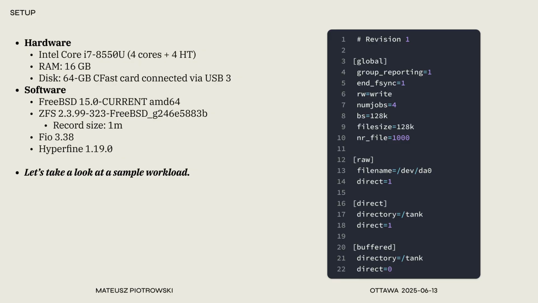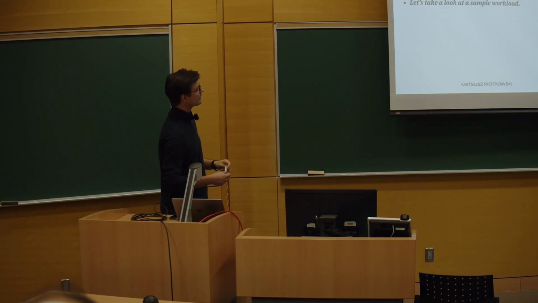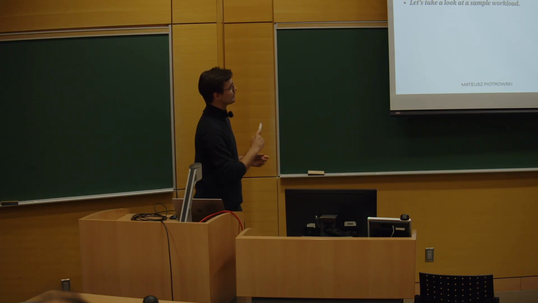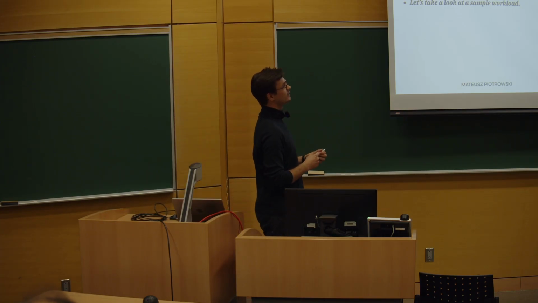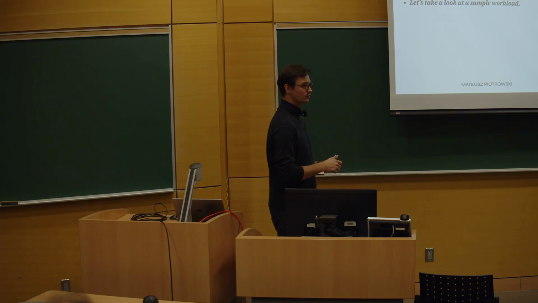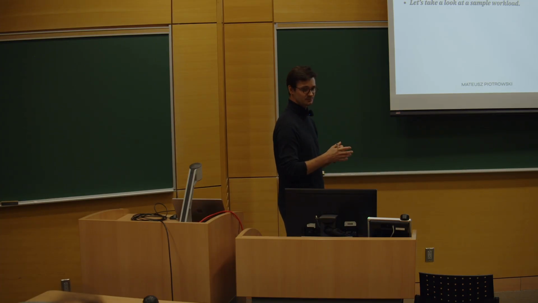For the software, I was running FreeBSD 15. ZFS is 2.3 something. The important part is that direct I/O is already implemented in this version. The record size of the pool was 1 megabyte. And I used FIO for the workload generator and Hyperfine for orchestrating the benchmarks. And on the right side of the screen, you see the FIO job file. So when you want to benchmark your things with FIO, you can write a job file, and it looks roughly like this.